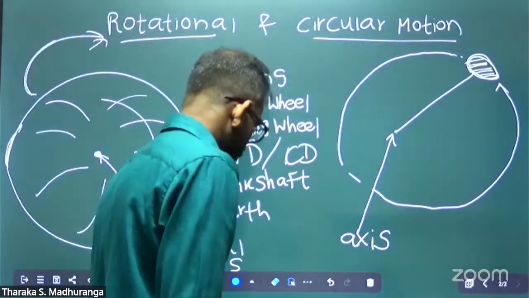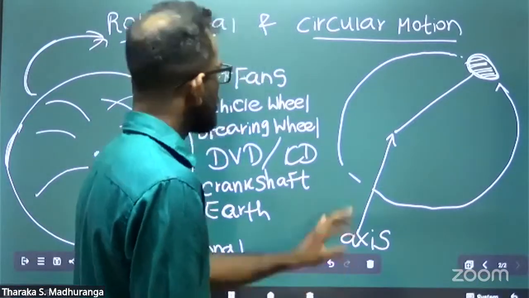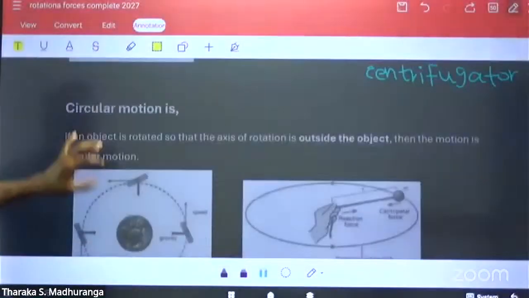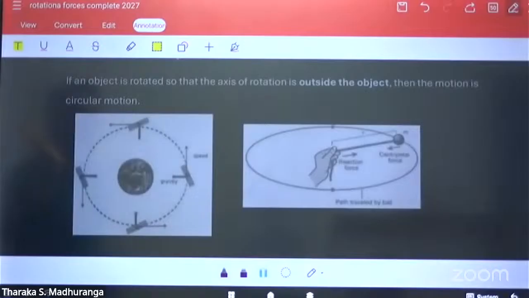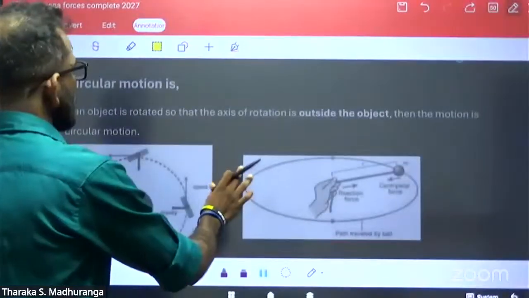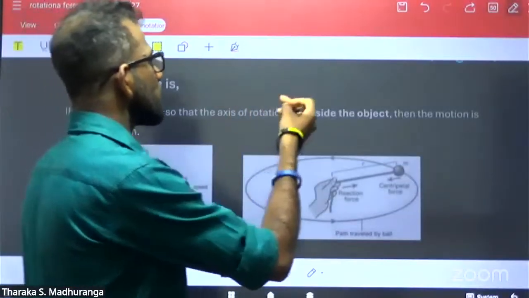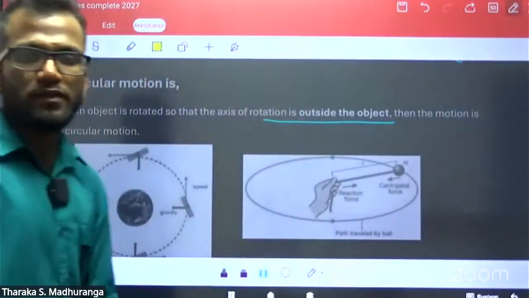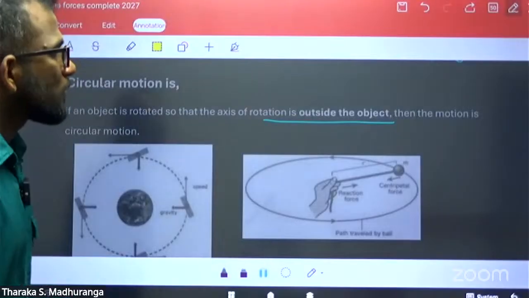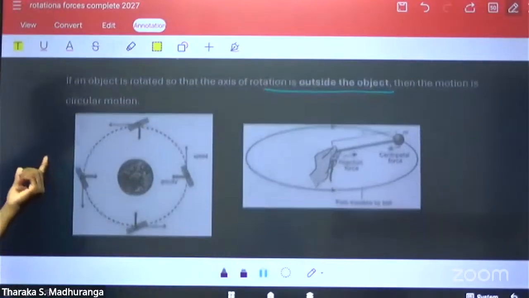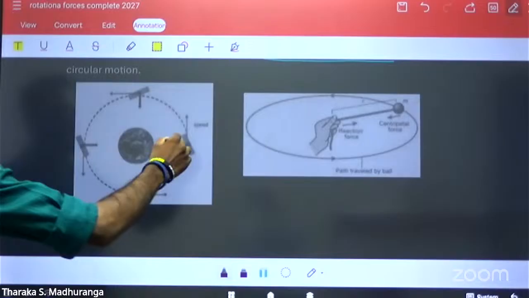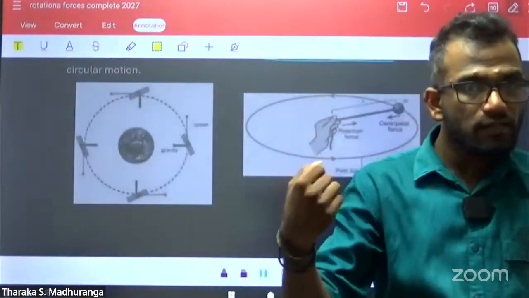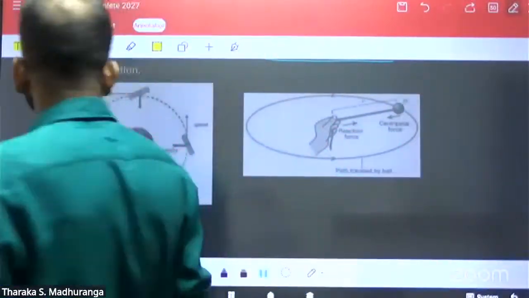Okay. Then move into our circular motion. An object is rotated so that the axis of rotation is outside from the object. This motion is called circular motion. This is a satellite. A satellite rotates around the Earth. It's also a circular motion, right?